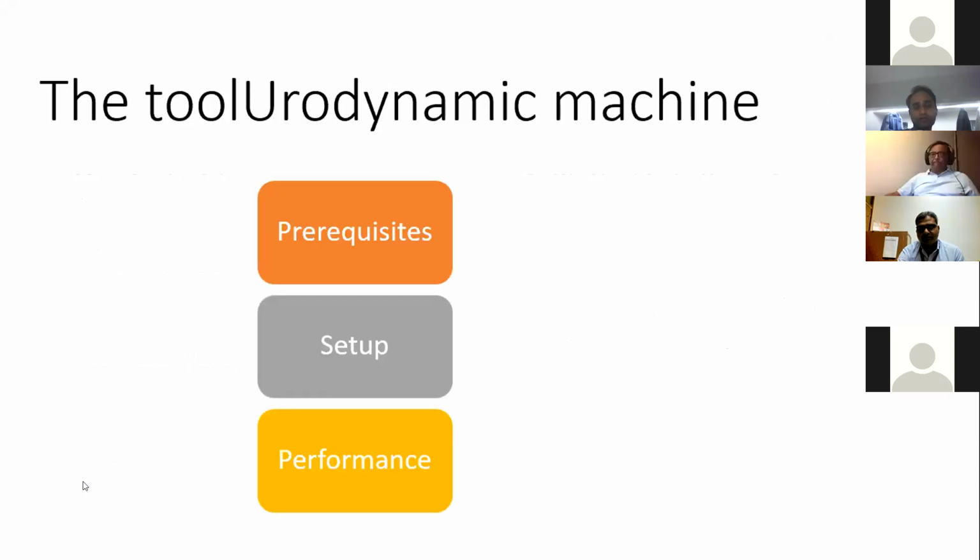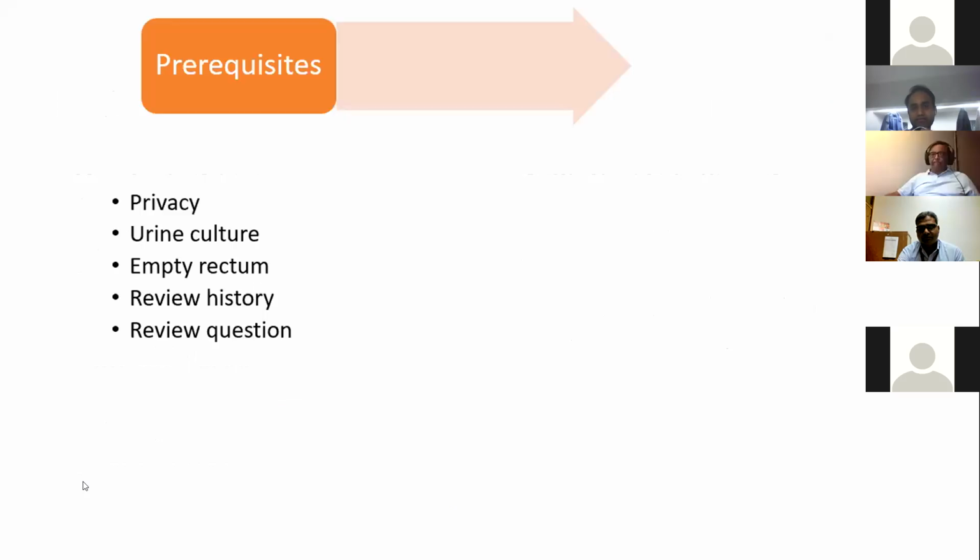So prior to moving on to urodynamics, you need to have a knowledge about what are the prerequisites, how a setup is performed, and how these tests are being done. Micturition is a private matter, and unless this is respected, urodynamics will be less than satisfactory. We need to have a negative urine culture prior to moving on to invasive tests, that is the cystometry.